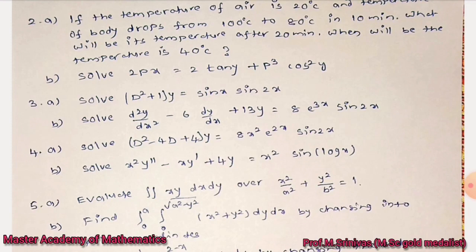Based on that you can directly find out your solution for this. And third b bit, solve d square y by dx square minus 6 dy by dx plus 13y equal to 8 e power 3x into sin 2x.